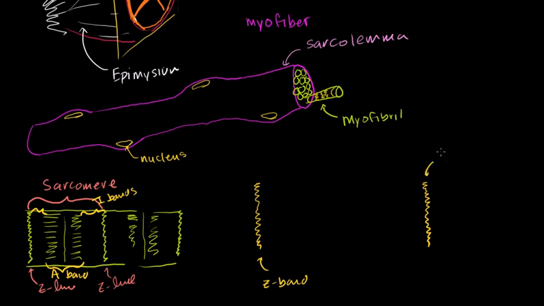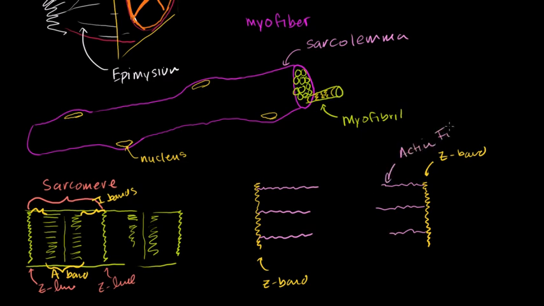This is another Z band. Then you have your actin filaments. Now we're getting to that molecular level that I talked about. So you'll have your actin filaments. I'll draw them like that. I'll just draw a couple. You have your actin filaments that look like that. Let me label it. So these are the actin filaments.